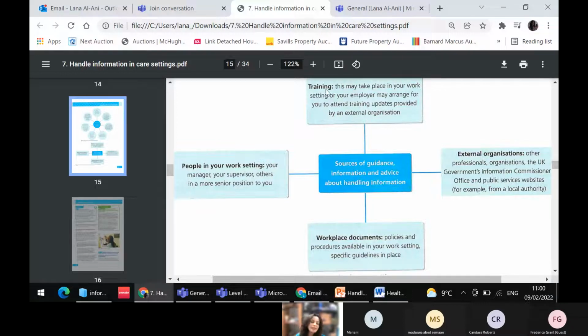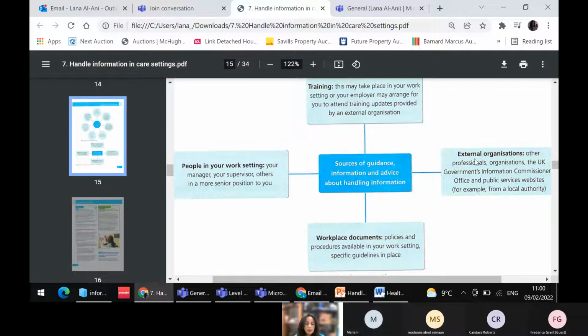Second thing, you can access it from the internet, maybe. From the internet, yes, very good. I don't have it here, but yes, you can access the information from the internet about how to handle the data. Also from training. Yes. This may take place in your work setting. Your employer may arrange for you to go and get training to handle the data.